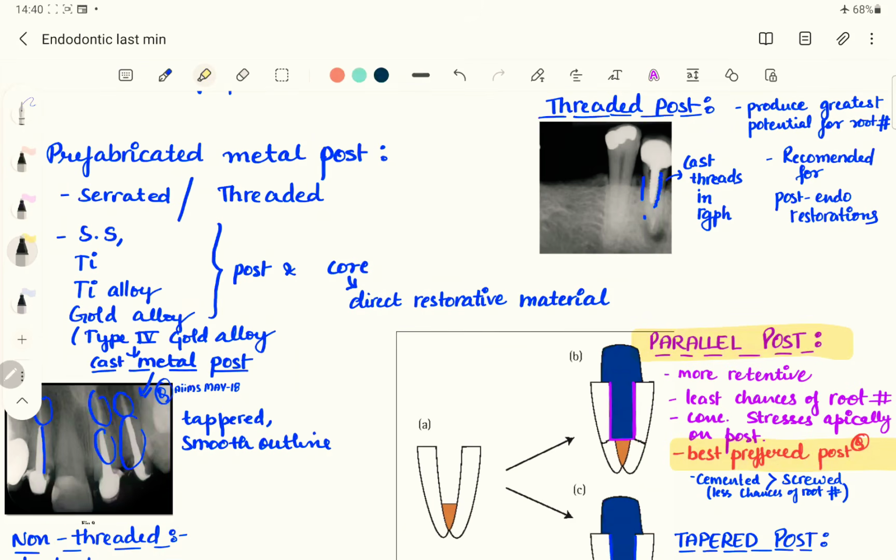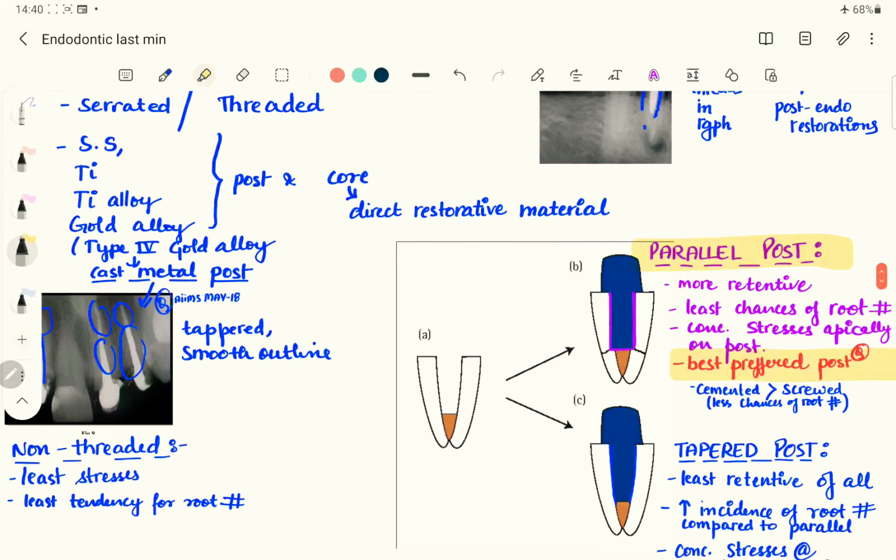So cemented ones are going to be a little bit loose, but we can use them along with the cement in order to have a good fit. But if we are using a screwed post, that means with the threads, the one which we are going to screw, like screwed post or threaded post, if you are using a threaded parallel post, again threaded posts are going to create much of the stresses onto the tooth, and they can result in root fracture. So that's the reason cemented parallel posts are the best posts to use, because they have least chances of having a root fracture.